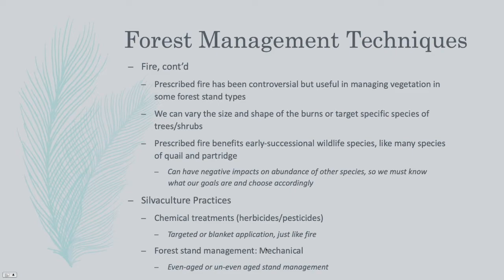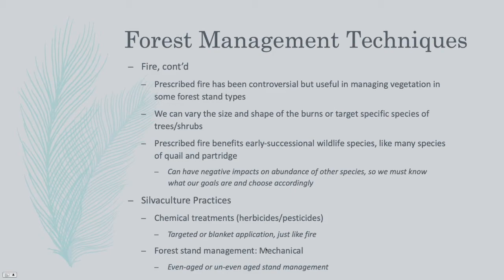So then there's also these silviculture practices, mainly dealing with the trees themselves. So the distribution of the trees, the size of the forest stand, the shape of the forest stand. So you're going to be controlling that with either chemical treatments like herbicides or pesticides, either targeted where you're going in and removing specific species of trees, or you're just getting rid of a certain area, or a blanket application of herbicide where you're killing broader strokes of your forest stand.